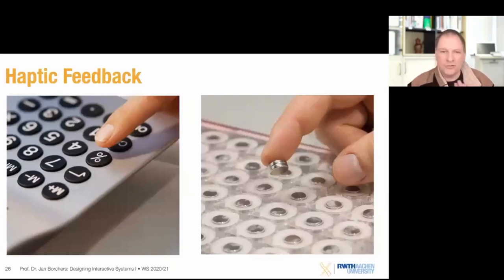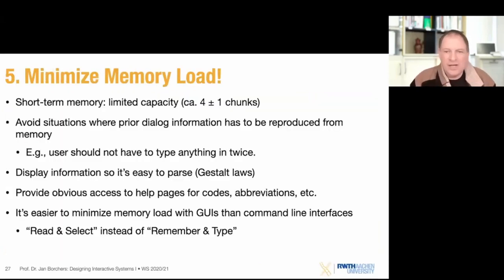Now, this was number four, feedback. Number five is minimizing memory load. As we know, short-term memory is limited. There used to be this magical number seven. More recent research showed that the magical number is more like four. So the short-term memory of the user can hold roughly four items, maybe one more, maybe one less, depending on how alert you are, whether you had a coffee and stuff like this.